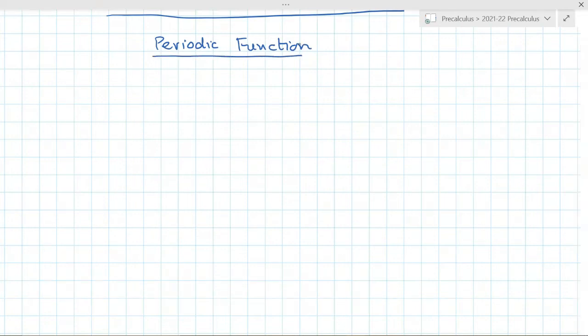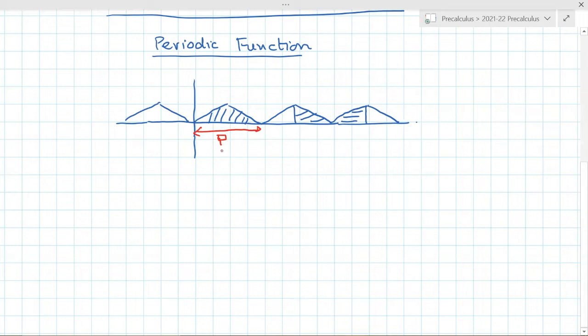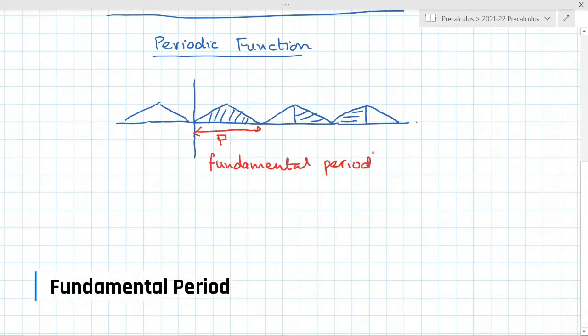What is a periodic function? A function where a portion repeats over and over. So for example, if this part repeats, then again it will be like this. If you notice, this portion is repeating. I could also say this portion is repeating. If you look at it, this width, let me call it P for period. If that is the smallest portion that repeats, then it is called the fundamental period.